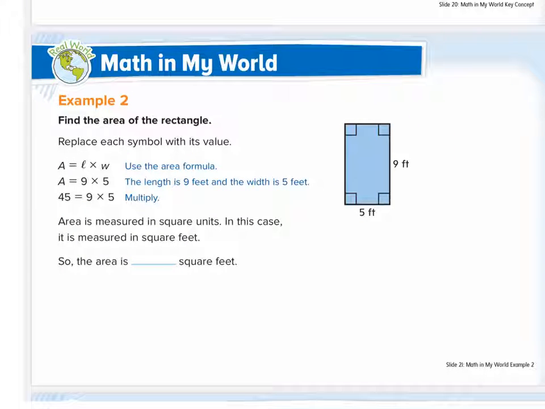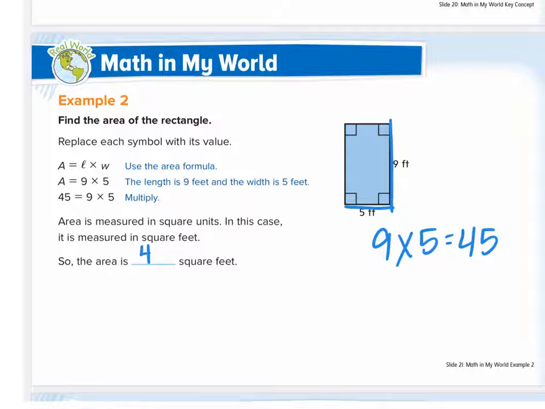Example 2, find the area of the rectangle. We can use our formula, length times width equals area. 9 times 5 equals 45. So the area of this rectangle is 45 square feet.